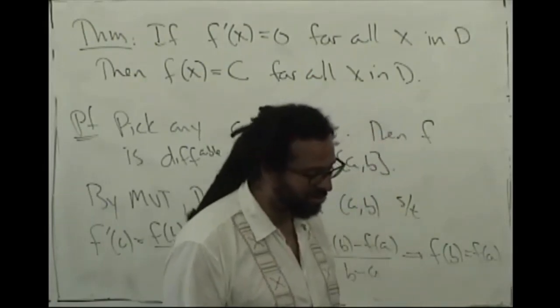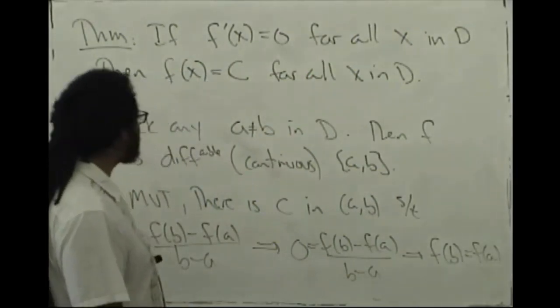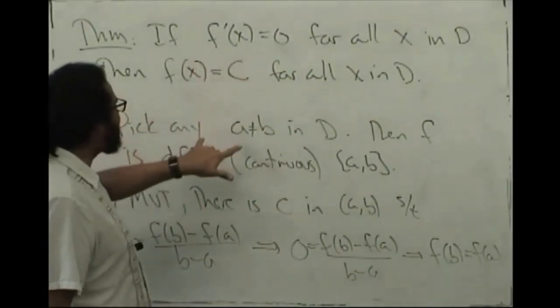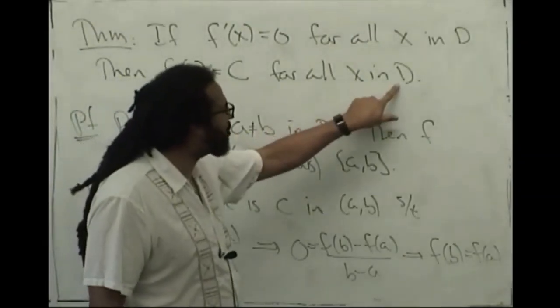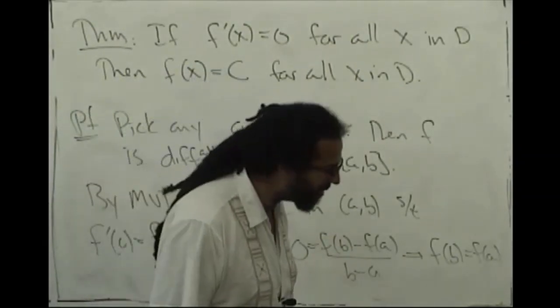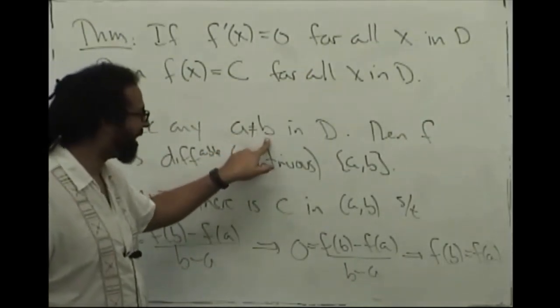We want to keep it short and sweet, right? So here's how you would prove this. I'm going to pick any A different from B in this domain D, so in some set of numbers. And I'm going to show you that f of A must be equal to f of B.